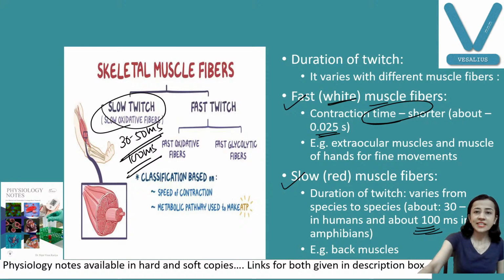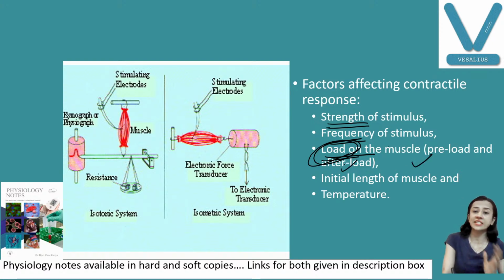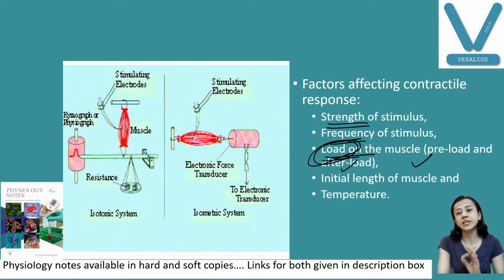Now, which are the factors that affect your contractile response? Number one factor is the strength of stimulus. When the stimulus strength is strong, the contractile response will be more. Second, frequency, the number of stimuli. If we are giving multiple stimuli, then the contractile response is affected. Load we will discuss separately: what is the effect of preload and afterload on muscle contraction? What is Frank-Starling's law? This is a very important topic.